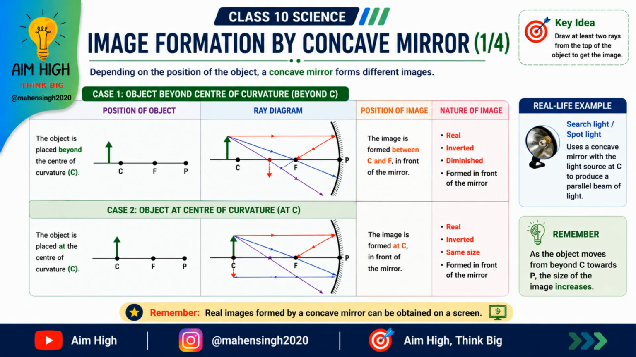Let's examine image formation by a concave mirror. When an object is placed beyond the center of curvature, the image is real, inverted, and diminished. At the center of curvature, it is real, inverted, and the same size as the object.